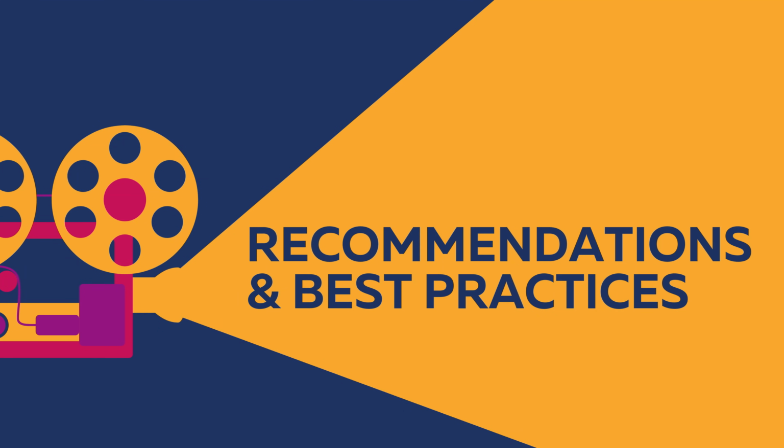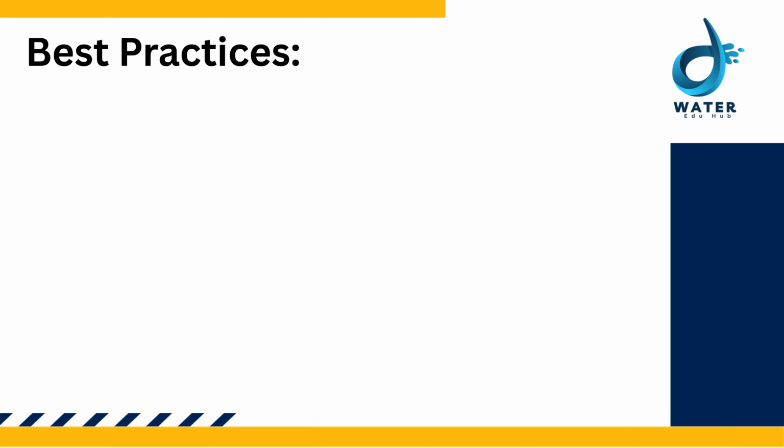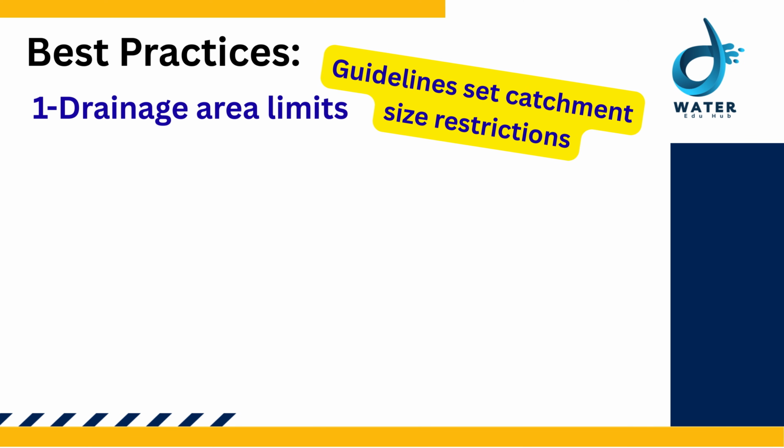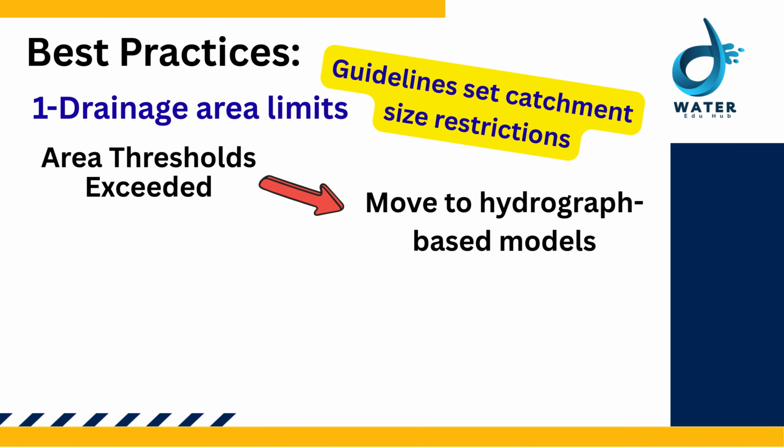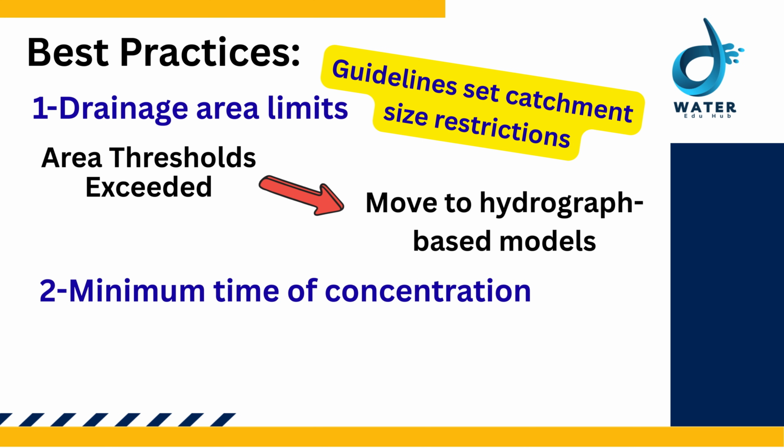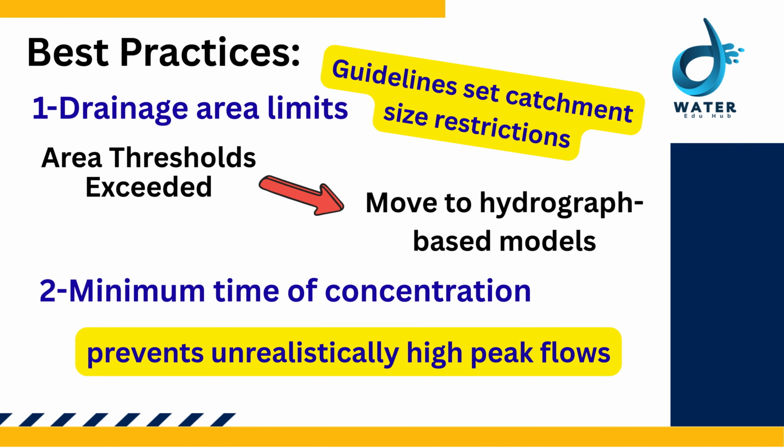To maintain reliability, consider the following technical notes and best practices. First, drainage area limits. Commonly, most agencies set a catchment size restriction which can significantly vary from one guideline to another. Once area thresholds are exceeded, designers should move to hydrograph-based models that better capture the nonlinear rainfall runoff process. Second is the minimum time of concentration. Many manuals enforce it to prevent unrealistically high peak flows.